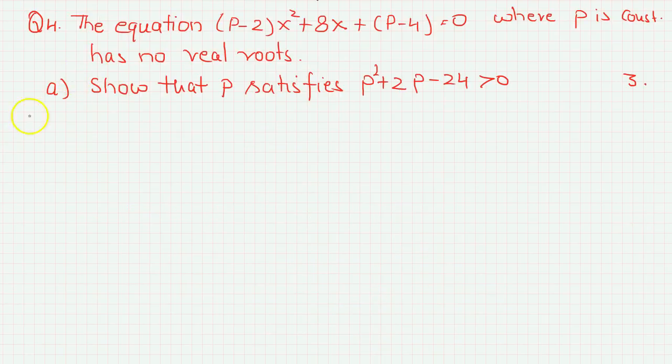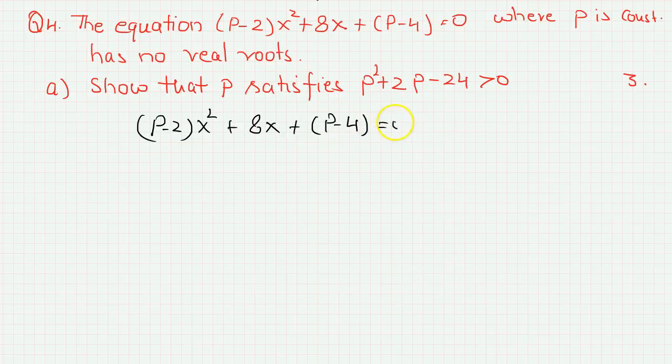Now the fourth question of C12 mathematics: the equation (p minus 2)x squared plus 8x plus p minus 4 is equal to 0, where p is a constant, has no real roots.